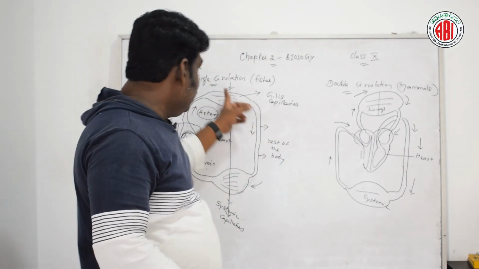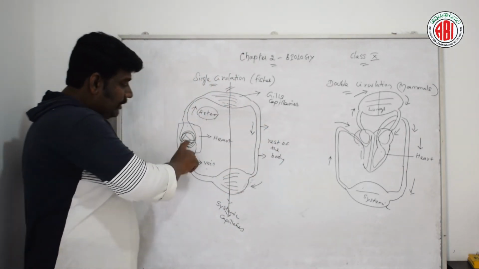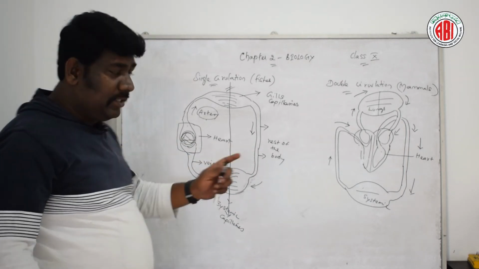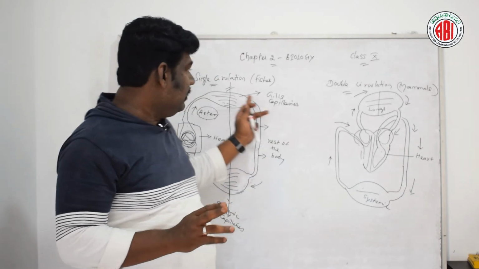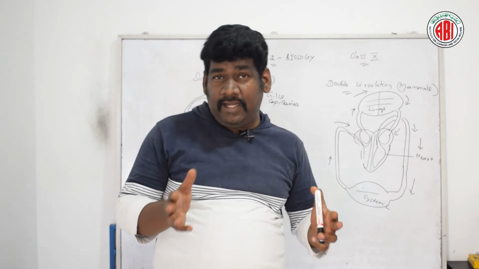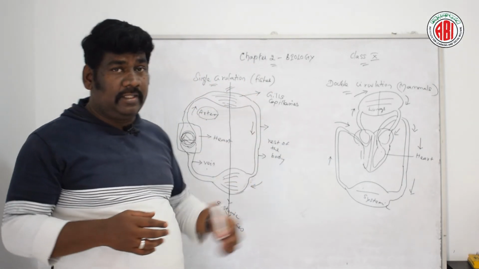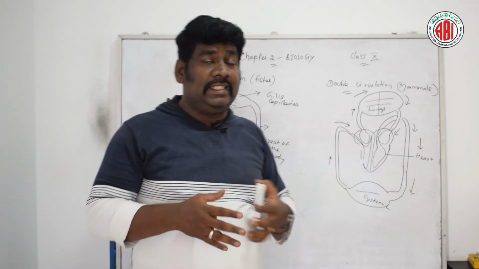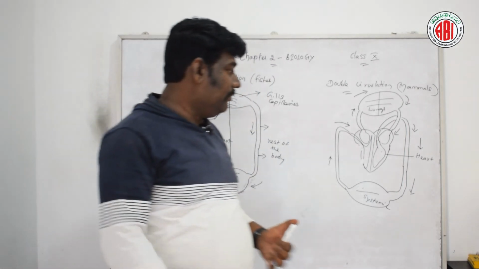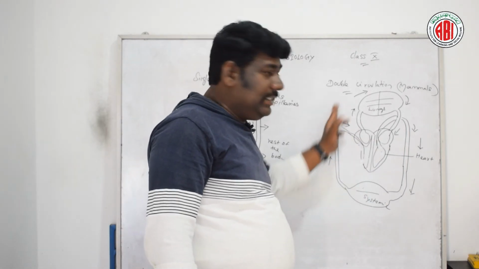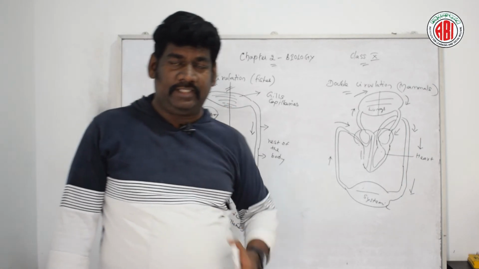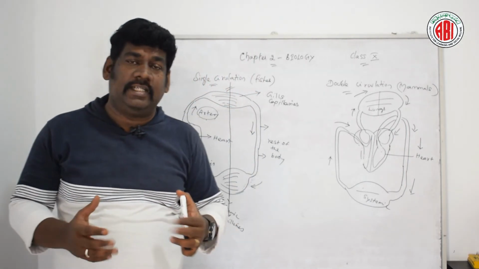Okay, in single circulation, the blood flows only one time to the heart, whereas there we could see it twice. That is the most important difference between single circulation and double circulation. Single circulation can be seen in lower level organisms, for example fishes are the best example, and double circulation can be seen in higher level organisms like mammals, human beings. We are all the best example. Here the blood reaches the heart twice, whereas here the blood reaches the heart only once. So this is about single circulation and double circulation.